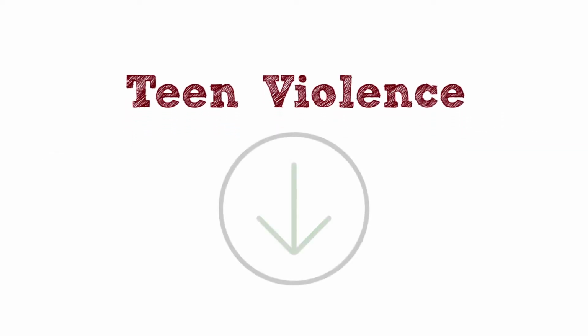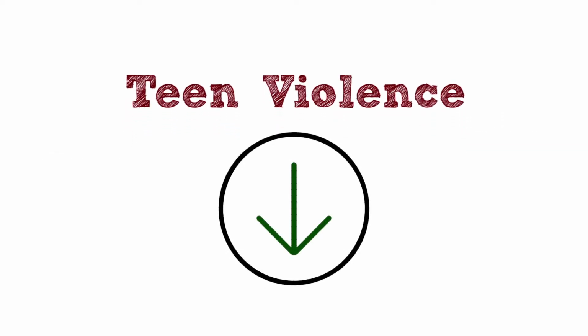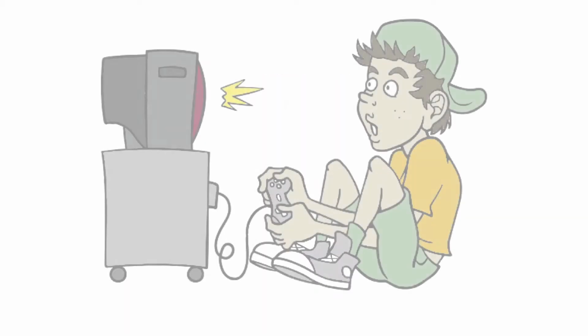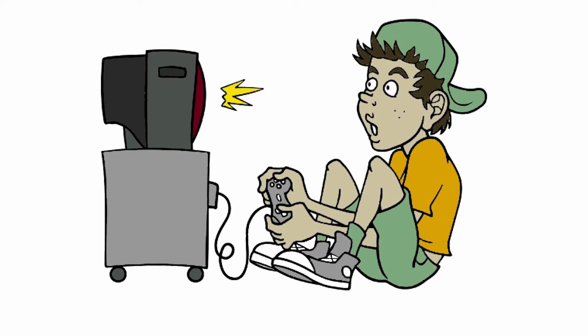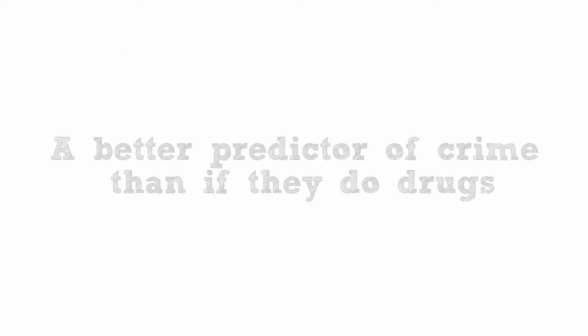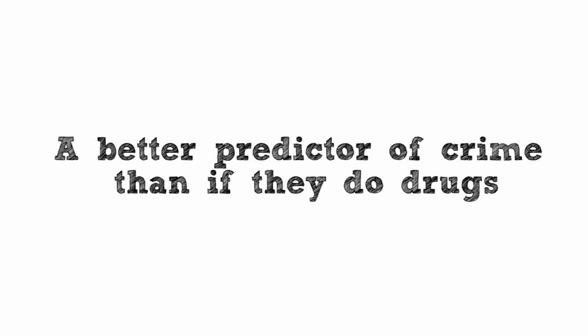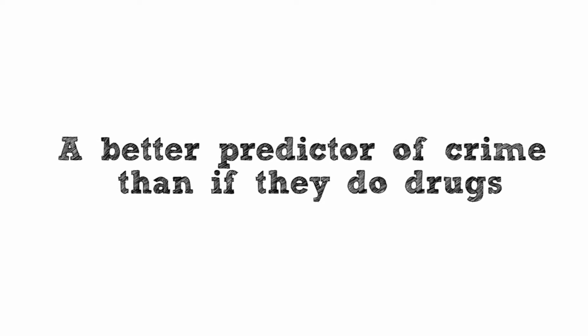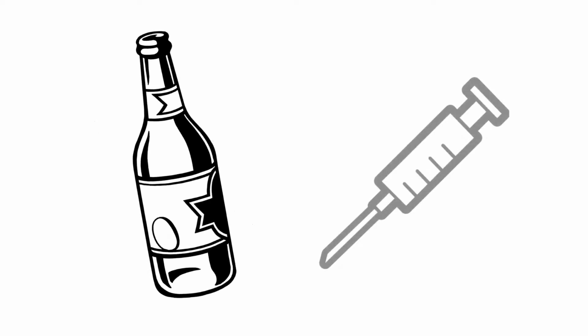The second step in the ethics framework is to examine the facts and opinions. Some researchers point out that teen violence has gone down recently, but most research shows that playing violent video games has a negative impact on children and teens. For instance, playing violent video games is a better predictor of whether someone is going to commit a crime than if they do drugs. The statistics say that teens who spend a lot of time playing violent video games are more impulsive and more aggressive than teens who don't. They are more likely to do risky things like drink or do drugs. They also have a higher rate of depression.